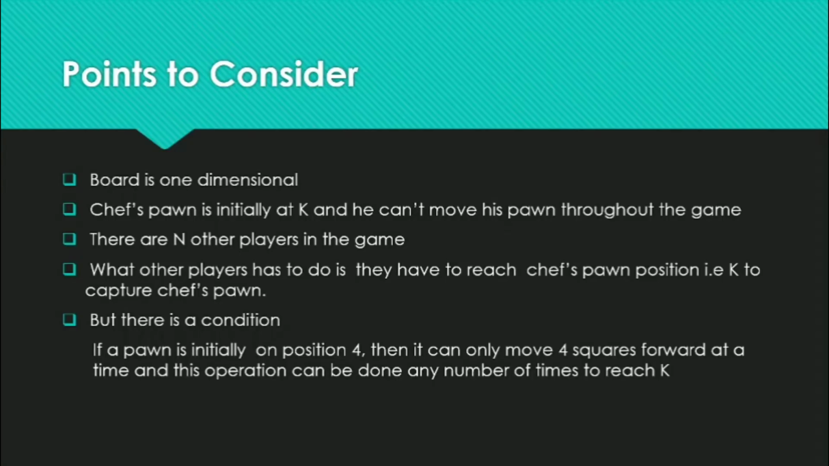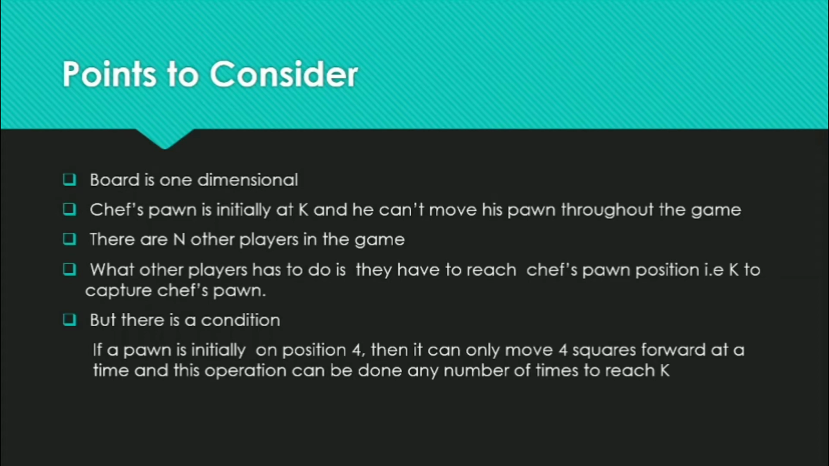Here are some points to consider. The first point is the board is one dimensional. The second point is the position of Chef's pawn is at k and he can't move his pawn throughout the game. So we can say that the position of Chef's pawn is fixed. And the third point is there are n other players in the game other than Chef.